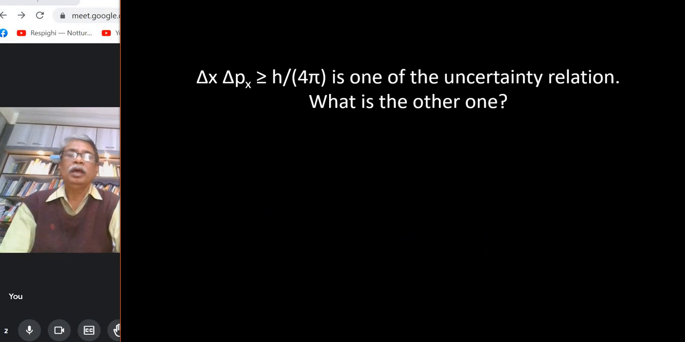Well, so informative. Delta x delta px greater than or equal to h by 4 pi is one of the uncertainty relations. Then what is the other? There are actually two. Another is delta E delta t greater than or equal to h by 4 pi.